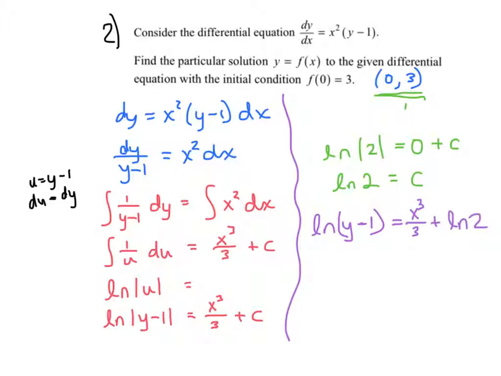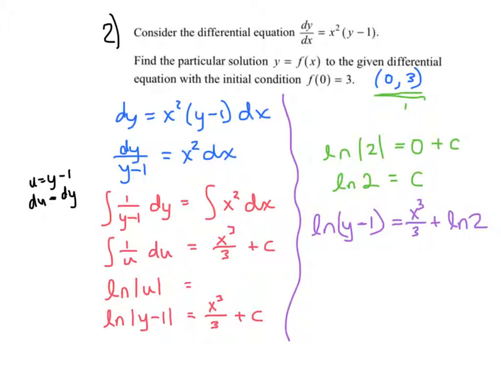Okay, at this point, I have a natural log equation. So if you remember what we did in class today, how do we go from a natural log equation to solving for that y value? Hopefully you're remembering that we are going to do an exponential. Okay, rewrite it as an exponential.